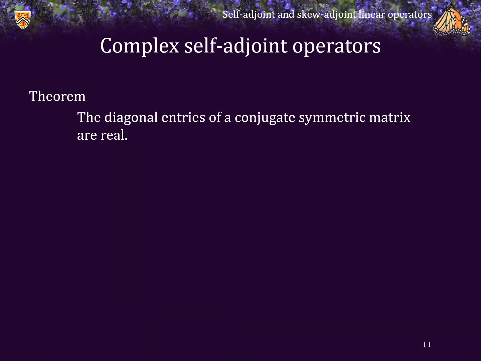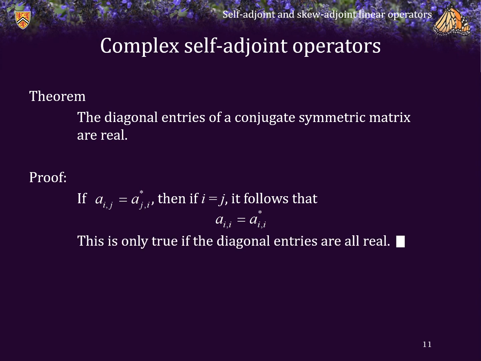Theorem: the diagonal entries of a conjugate symmetric matrix are real. Proof: well, if A_ij is equal to the conjugate of A_ji for all i and j, then if i equals j, we require that the diagonal entry is equal to its conjugate. Well, this is only true if the diagonal entry is real. Consequently, all the diagonal entries must be real.